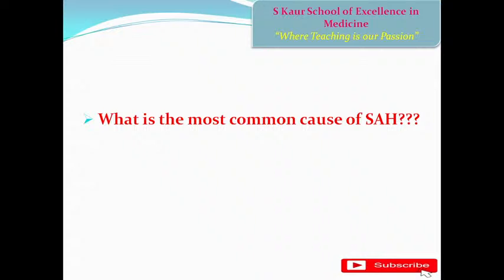Chandana ji, aneurysm. Okay. Anyone else? SAH, subarachnoid hemorrhage. Most common cause. I always say most common would be one. There may be many other causes too. Okay. So the most common cause of SAH. Anyone else? Should we move on?